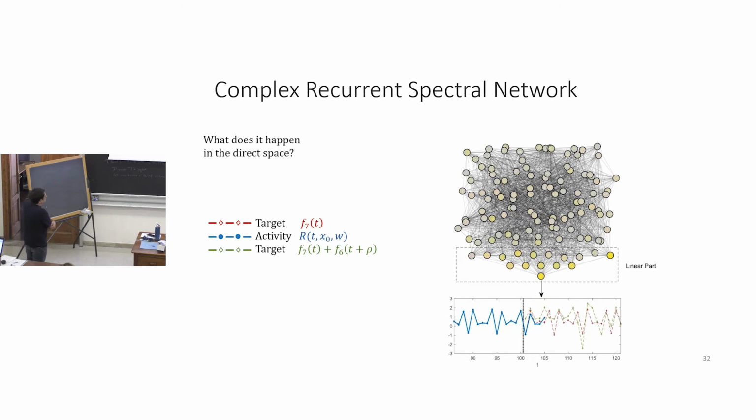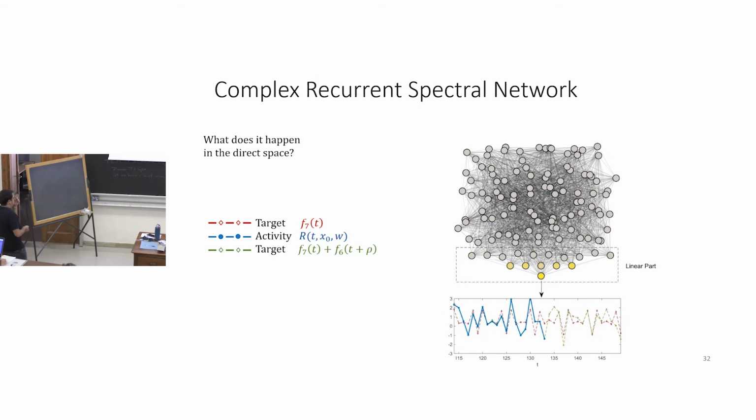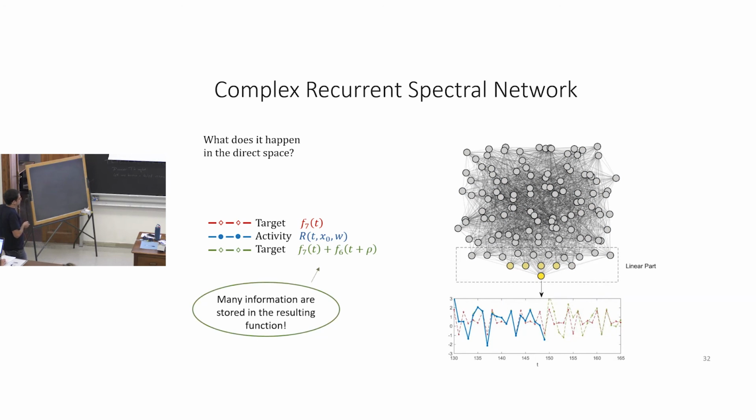And as you can see, after some time step, the dynamics, the activity, show exactly the grid line. So what does it mean? It means that essentially in this linear part, the classifications are summed. And we have a lot of information in this function of time, because we have the information of the two distinct inputs, but we also have the information of the time shift.